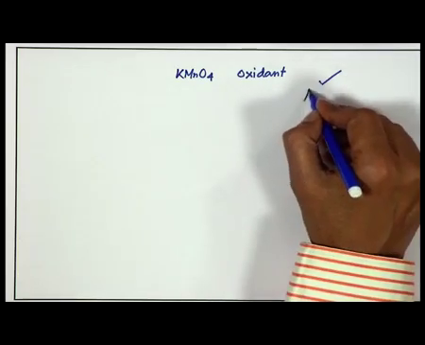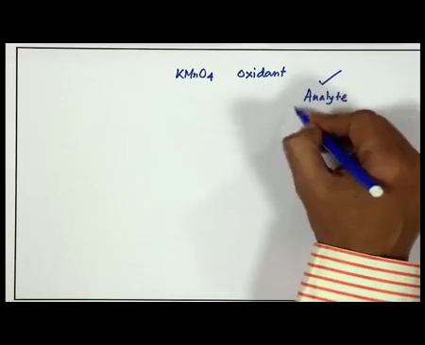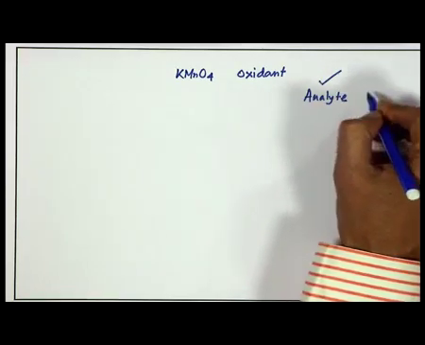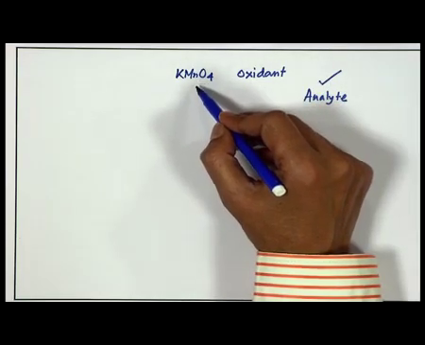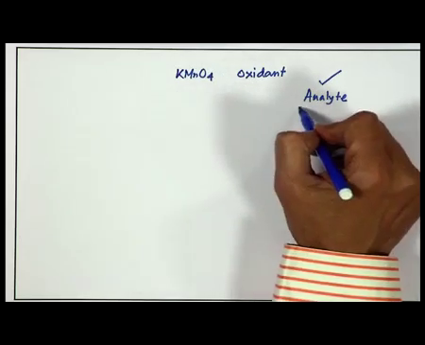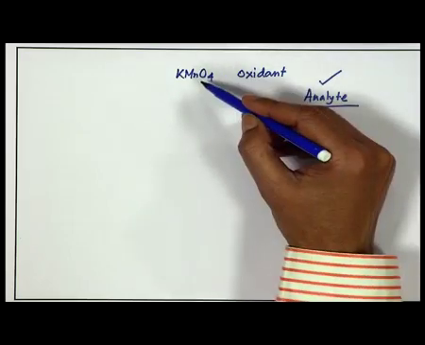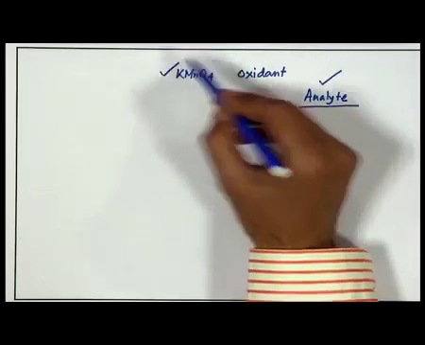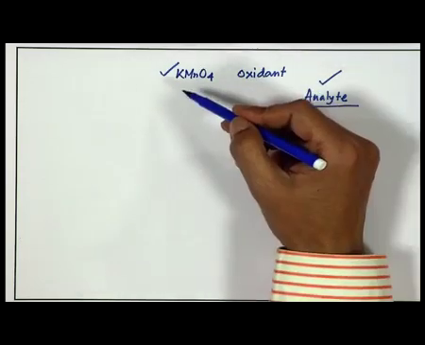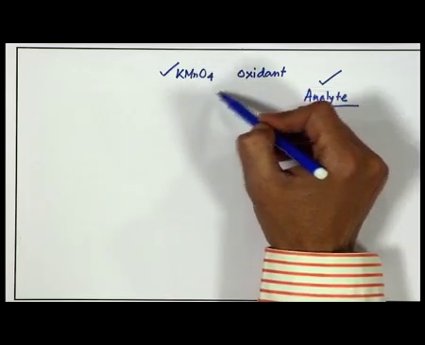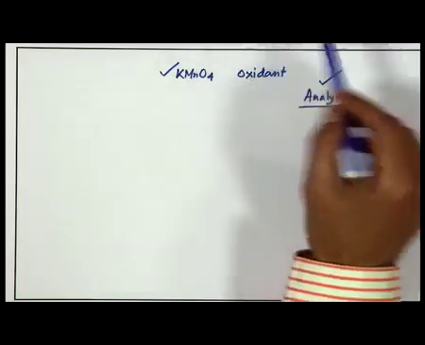The unknown species, which we call the analyte, or the amount of this unknown species, can be identified by knowing its reaction with KMnO4, which is your oxidant. So, this particular analyte should be a reducing agent, which can be oxidized by KMnO4. Utilization of KMnO4 as an oxidant for redox titrations has a special meaning: any species which can be oxidized by KMnO4 can be utilized for this titration.